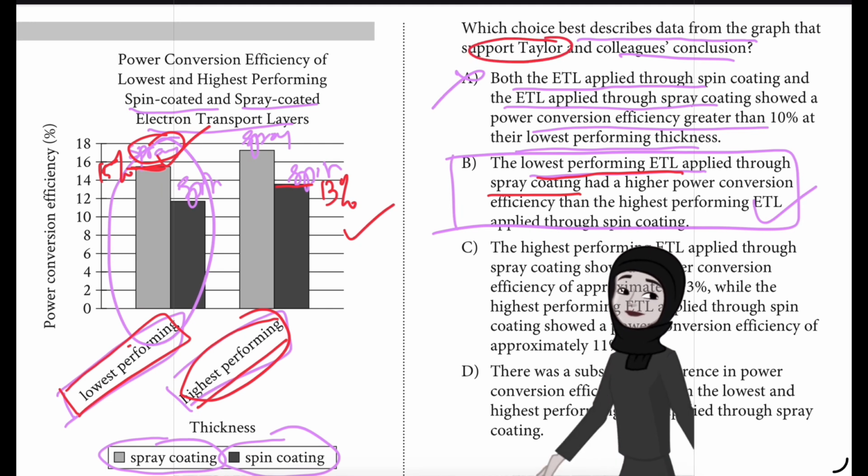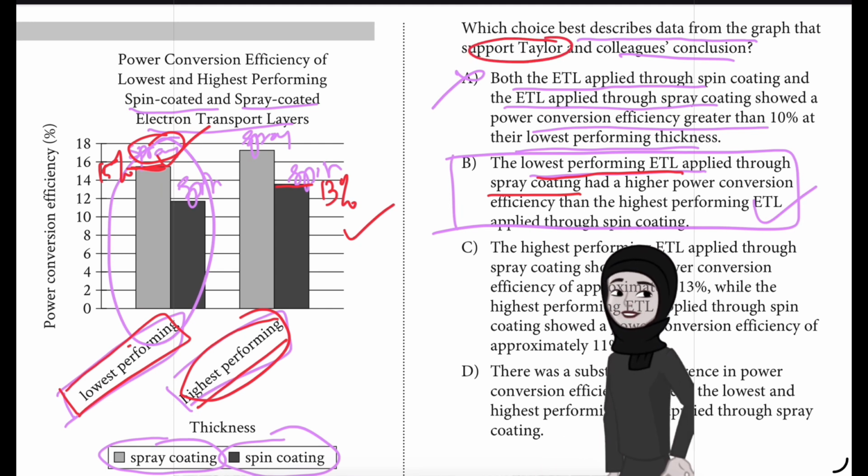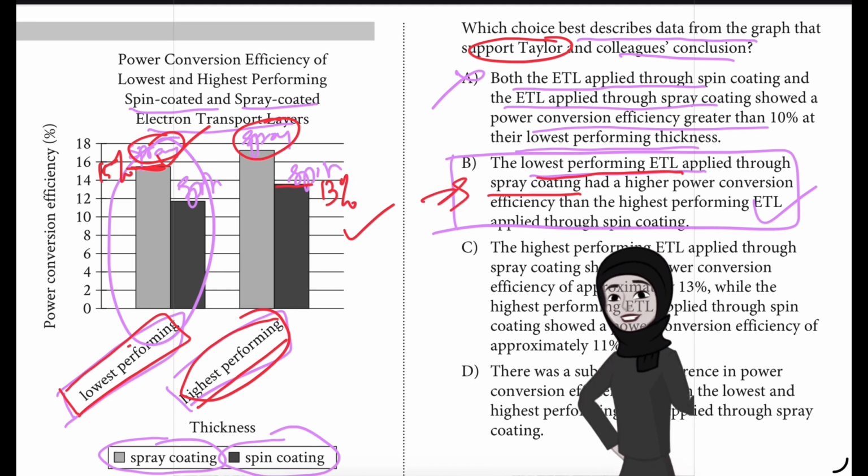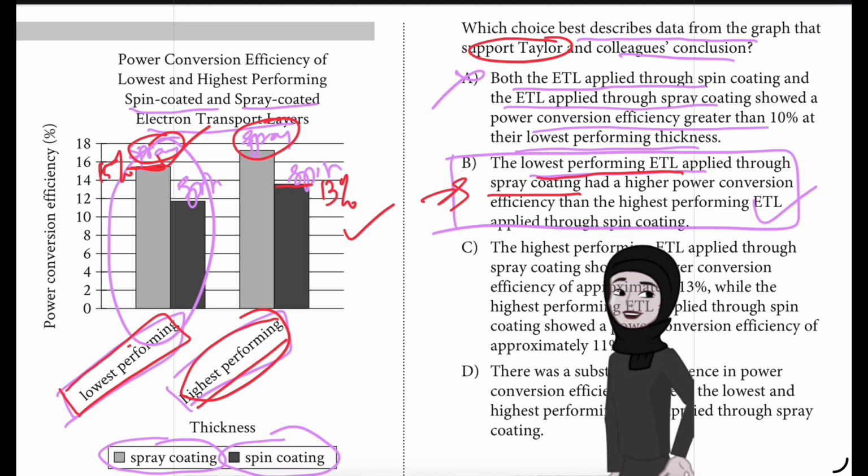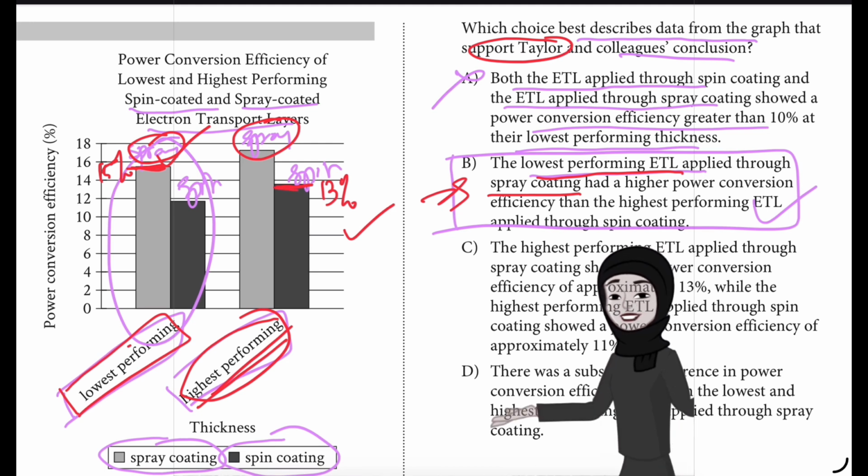So this clearly proves what Taylor is saying, that this is a promising thing to use. If we choose B, it will support Taylor's conclusion about spray coating compared to spin coating, because spray coating, even in its lowest performing case, gives a much greater efficiency, whereas even in the highest performing case, spin coating gives very low efficiency. That's why B is the best answer.